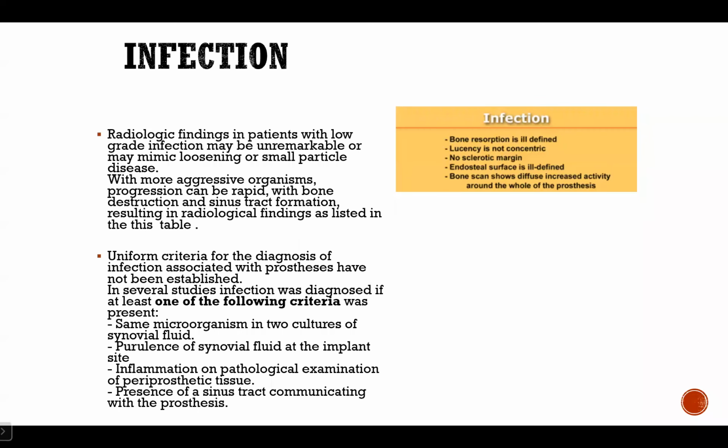Infection, another complication of total hip arthroplasty. In a patient with low-grade infection, the infection may be unremarkable or may mimic loosening or particle disease. With a more aggressive organism, progression can be rapid, with bone destruction and sinus tract formation. The uniform criteria for diagnosis of infection associated with the prosthesis is one of the following: the same microorganism in two cultures of synovial fluid, purulence of synovial fluid at the implant site, inflammation on pathological examination of periprosthetic tissue, or the presence of a sinus tract communicating with the prosthesis.